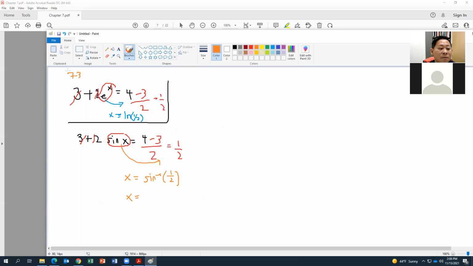Unit circles, anyone? 30. So this is 30 degrees, or in radians, it will be pi over 6, right?